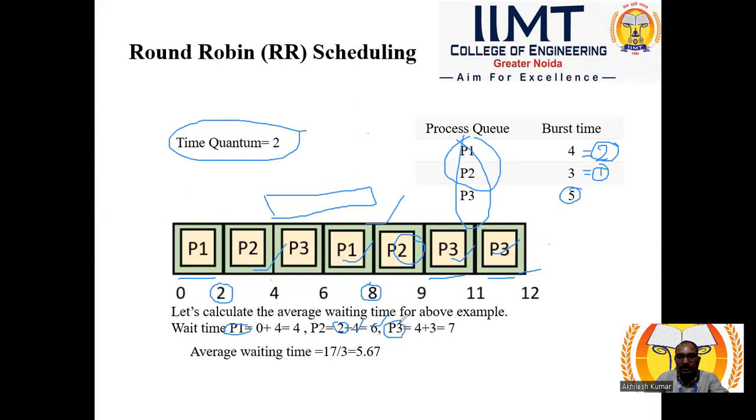And process P3 starts at time t equal to 4 milliseconds, having arrived at time t equal to 0 milliseconds. So the waiting is 4 milliseconds, plus it waits until 9 milliseconds for the execution, so the waiting time there is 9 minus 6, that is 3 milliseconds. The total waiting time is 7 milliseconds. The average waiting time is 4 plus 6 plus 7, that is 17, divided by the total number of processes, which equals 5.67 milliseconds.